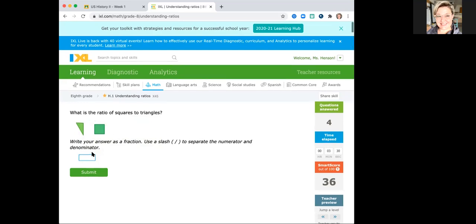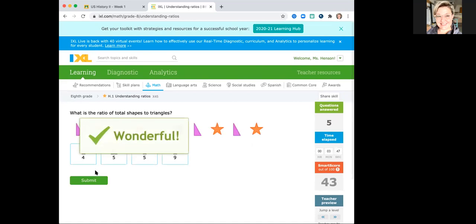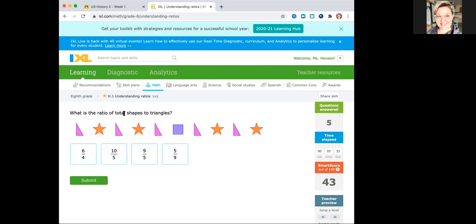So what is the ratio of squares to triangles? There's 1 square for every 1 triangle. Oops, but they asked me to write it with a numerator and a denominator, not with a colon. So 1 square for every 1 triangle. What is the ratio of total shapes to triangles? So we know the first number is total shapes. 1, 2, 3, 4, 5, 6, 7, 8, 9, 10. There are 10 shapes. And then how many triangles? 1, 2, 3, 4, 5. So for every 10 shapes, there are 5 triangles.